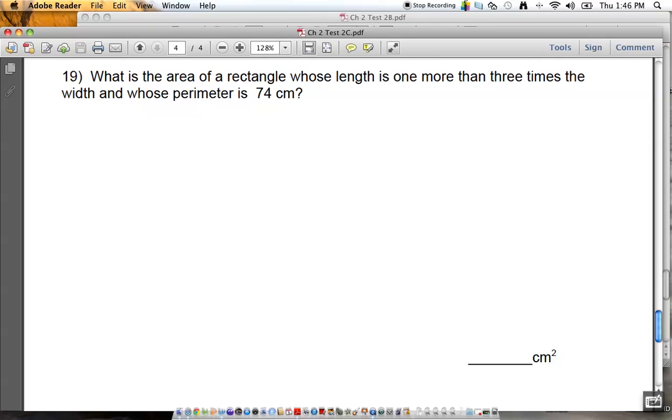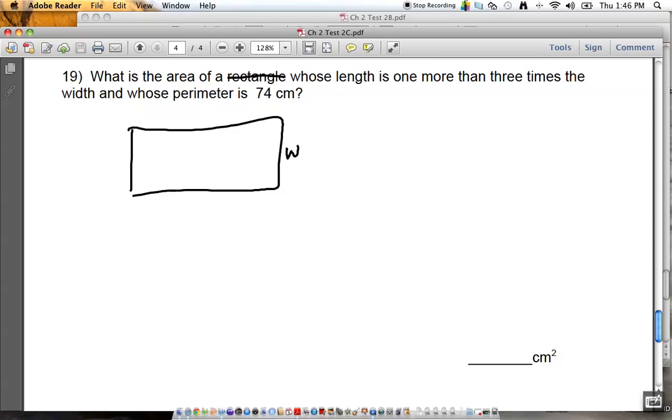what is the area of a rectangle whose length is 1 more than 3 times the width and whose perimeter is 74? Now, we said to you the other day that as soon as you read about a problem and it tells you about a shape, draw that shape. So I can cross out the word rectangle. Length is 1 more than 3 times the width. I don't know what the width is, so I'm going to call it W.